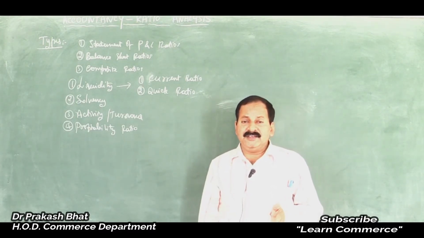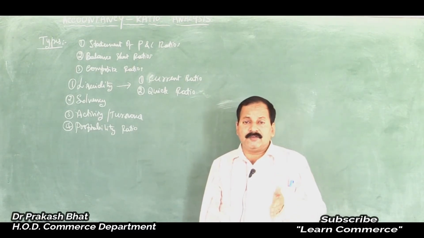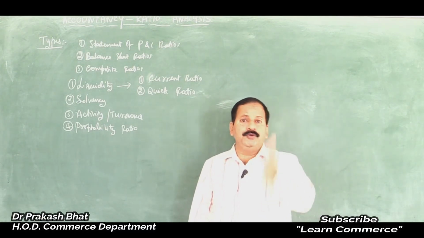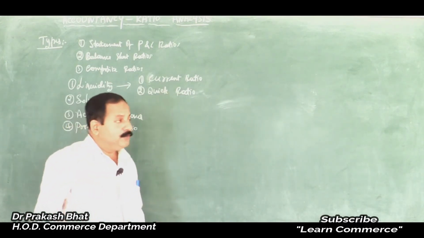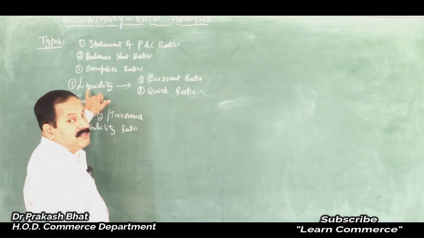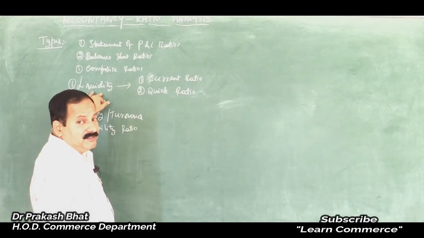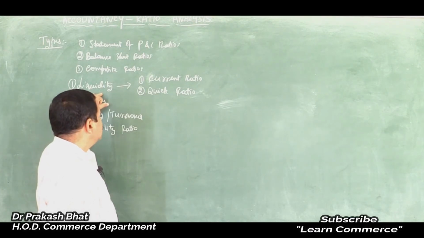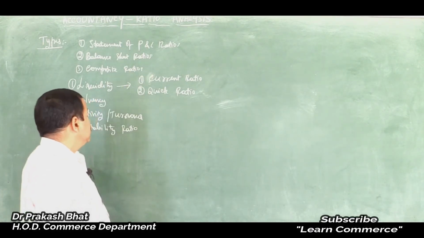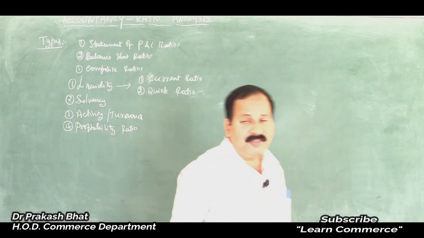So for that reason, liquidity position is also required, because we have to run the business. For running the business, the day-to-day expenses are to be paid. For that reason, there must be liquidity in the business. Liquidity in the sense, ability to pay the short-term obligations. There are two ratios under this, current ratio and quick ratio.